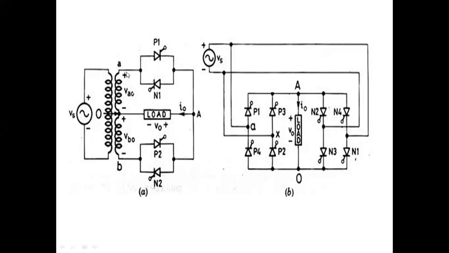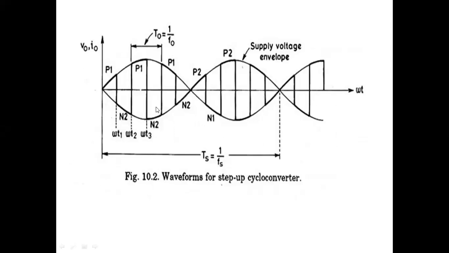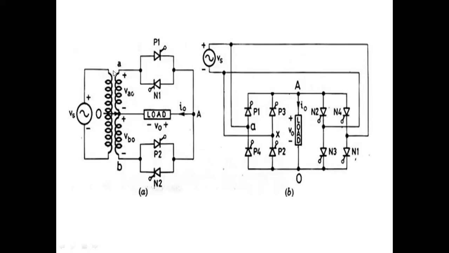Now I am considering the positive cycle. See here, this is the positive cycle from 0 to pi. I am giving a firing pulse to P1 here at 0 degrees. See here, P1, N2, P1, N2. Now observe here. During the positive cycle from 0 to pi, I will give firing pulses alternately to P1 and N2 because these two are forward biased. We can't give a firing pulse to N1 and P2 because they are reverse biased.